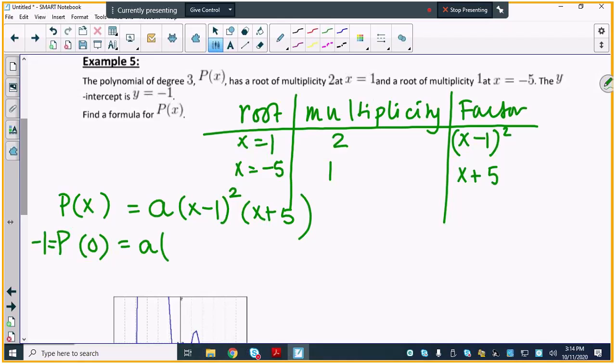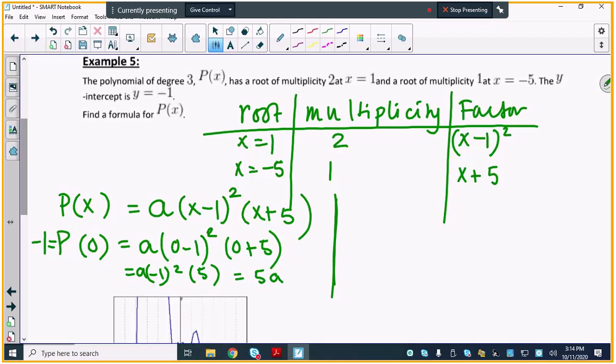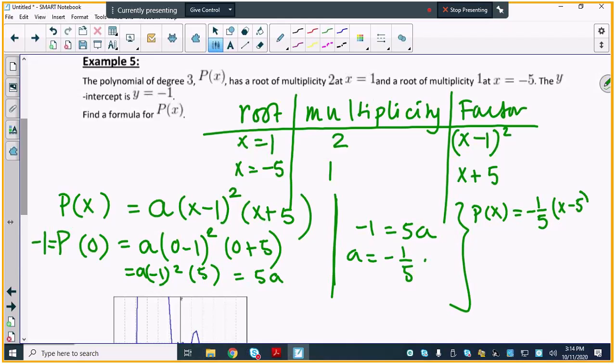So let's put 0. You get a times 0 minus 1 squared times 0 plus 5, which is -1 squared times 5. -1 squared is +1, so that's 5a. So what I have now, I have -1 equal to 5a, so a equal to -1/5. And I have my polynomial function. My polynomial function p(x), now I can replace the a by -1/5, and the factors are x minus 1 squared times x plus 5. And that is the required polynomial.